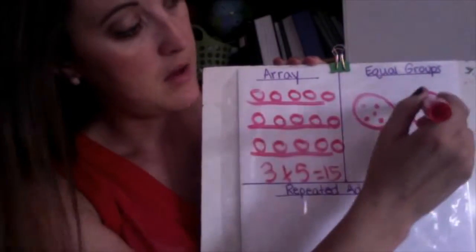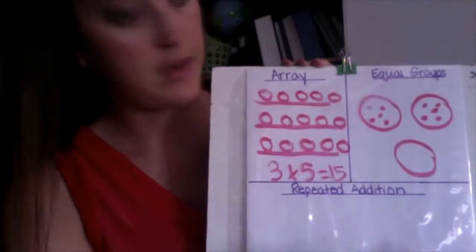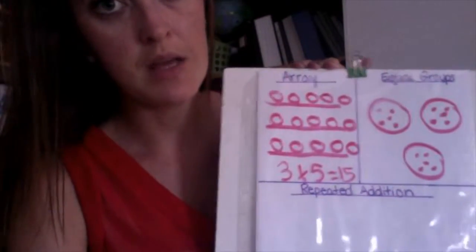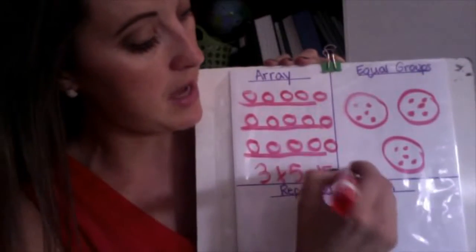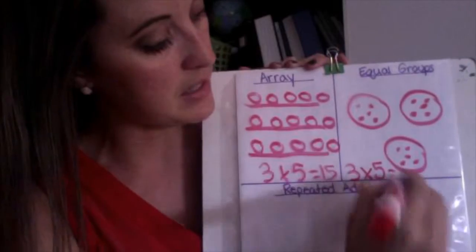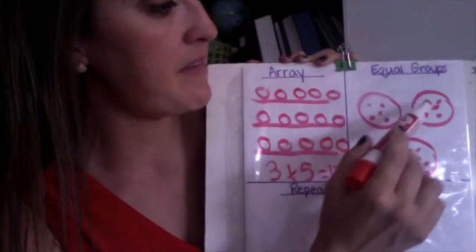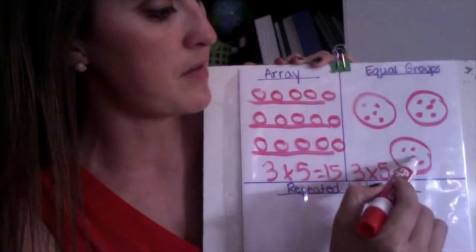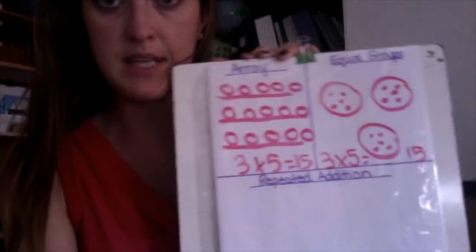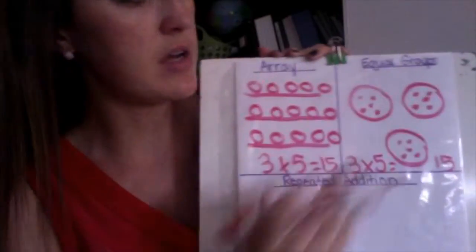1, 2, 3, 4, 5. So in this strategy, we have 3 groups with 5 in each, which will give us a product of 1, 2, 3, 4, 5, 6, 7, 8, 9, 10, 11, 12, 13, 14, 15. 3 times 5 equals 15. We've done our array model. We've done our equal groups model.